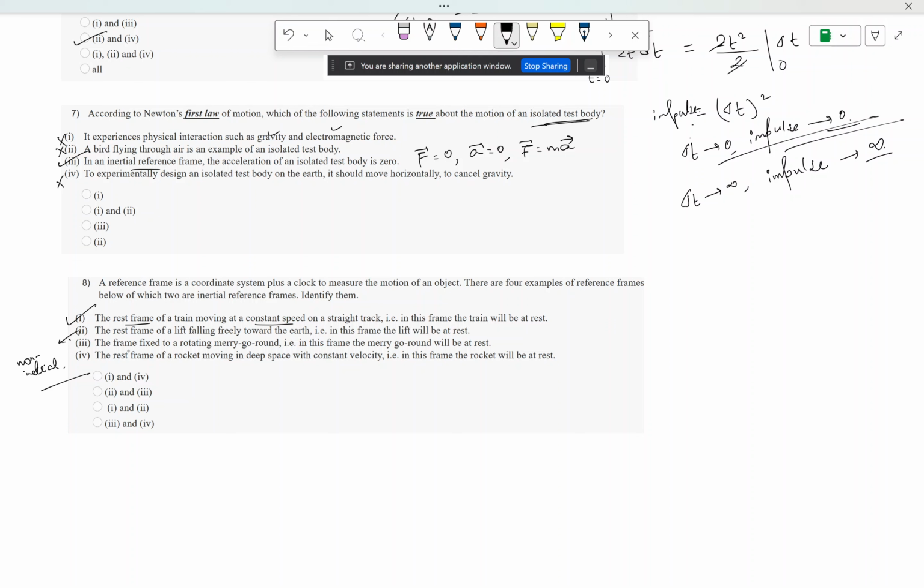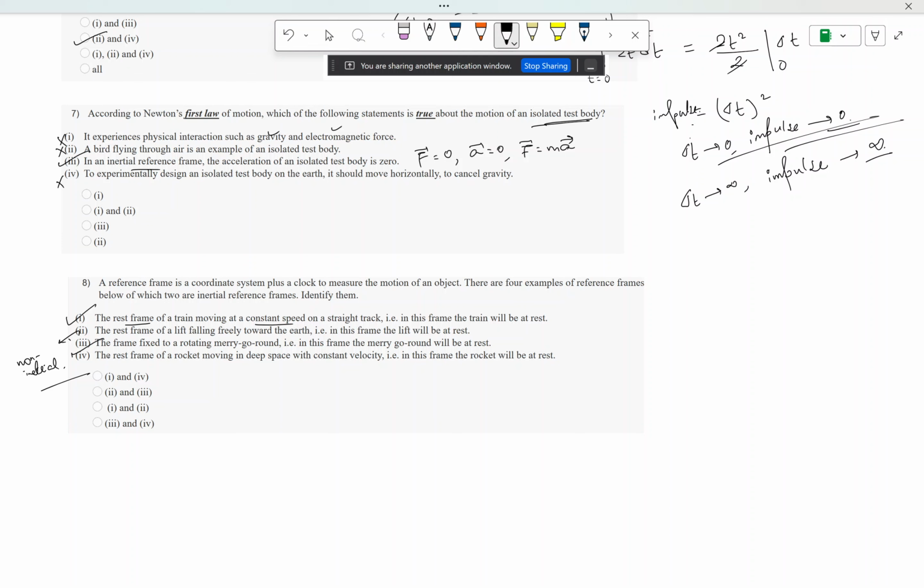Question number 3, option number 3 is that the frame fixed to a rotating merry-go-round, that is, in this frame the merry-go-round will be at rest. So that is also not an example of the inertial frame of reference, because here the merry-go-round is itself rotating. Okay, so it is not at rest or moving at a constant speed. So basically because of that, this is a non-inertial frame of reference.